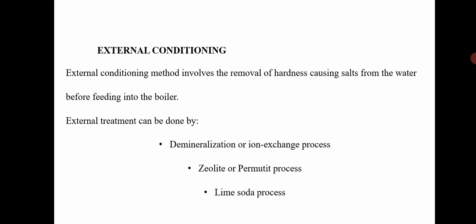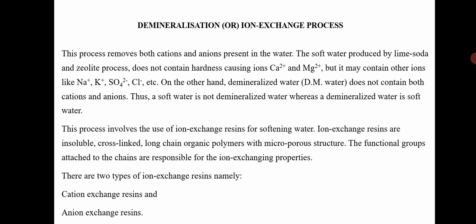External conditioning involves the removal of hardness causing salts from the water before it is used in the boiler. This process is done by the demineralization or ion exchange process, the zeolite process, which is otherwise known as the permutit process, and the lime soda process. The demineralization process is carried out with the help of a demineralizer, which consists of two compartments.